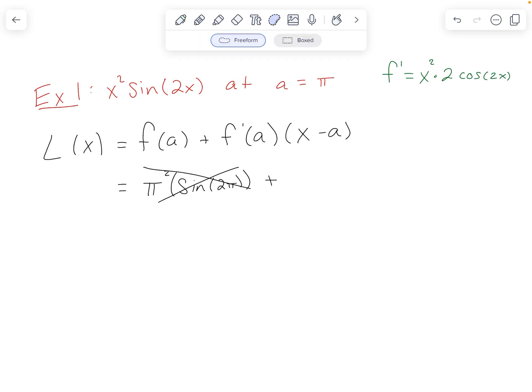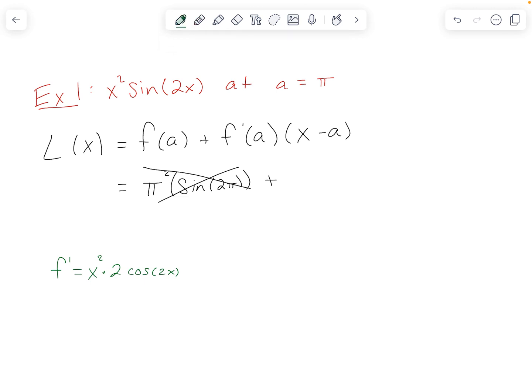So I got to add, sorry, let me move this down here. Now I got to add on sine of 2x times 2x. And again, note that this part comes from the chain rule. You got to chain rule that sine.